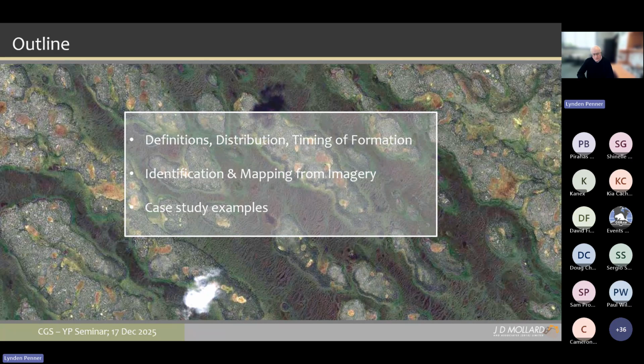Then the bulk of the slides that I'll run through are examples of some of the different permafrost features that can be identified from various types of imagery and used to identify that there is permafrost present in an area and some characteristics of it. And I'll conclude with a couple of case study examples too. One from an area at the southern fringe of the permafrost zone, and another in the continuous permafrost zone.